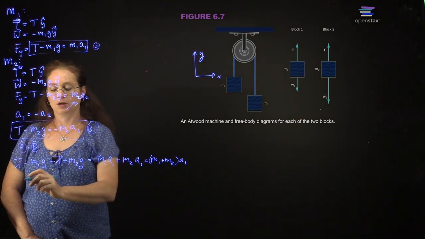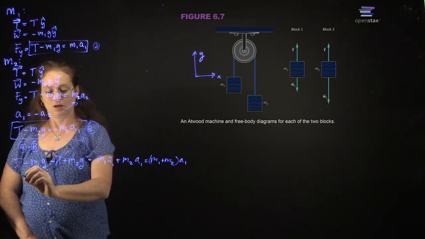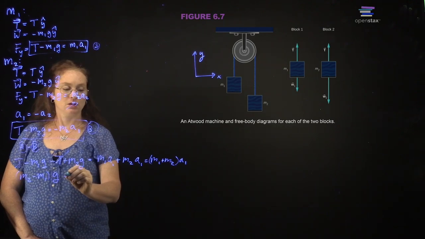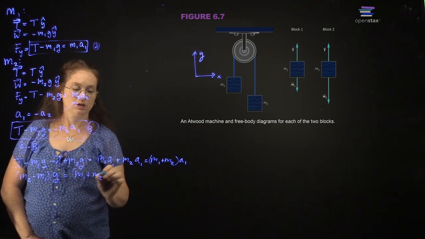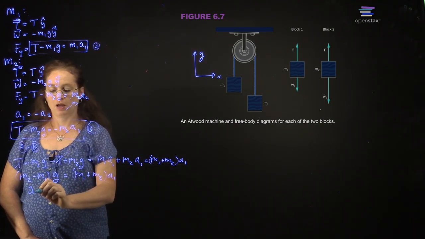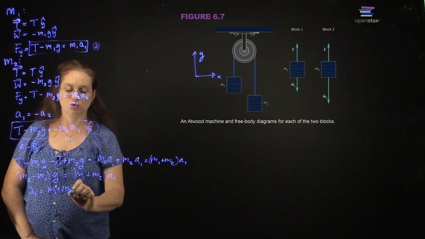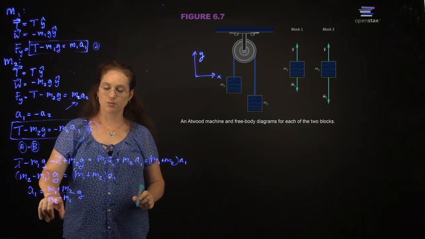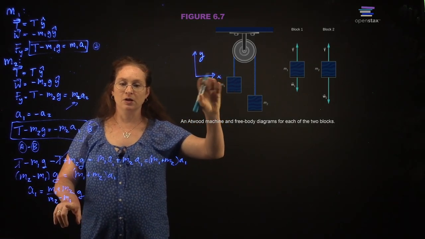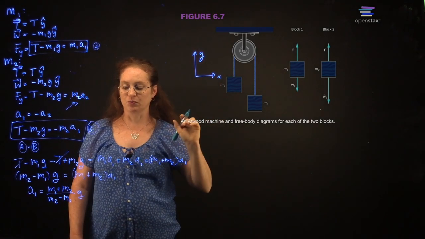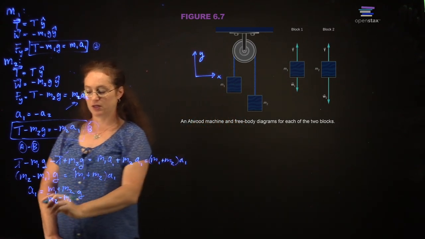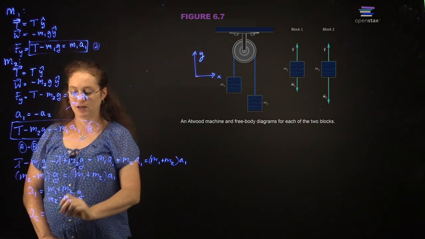My tensions cancel out, and here I have (M2 minus M1) times g equals (M1 plus M2) A1, or A1 equals (M2 minus M1) over (M1 plus M2) all times g. So A1 is positive if M2 is greater than M1, because then A1 is accelerating upwards. It is negative if M1 is greater than M2, then it is accelerating downwards. And I can write A2 is the negative of this.